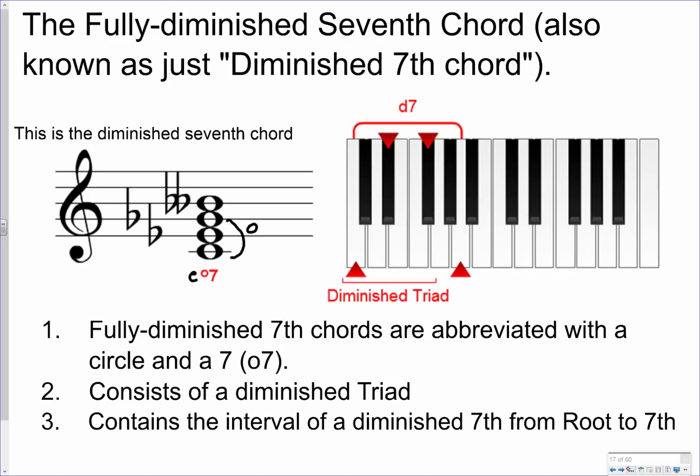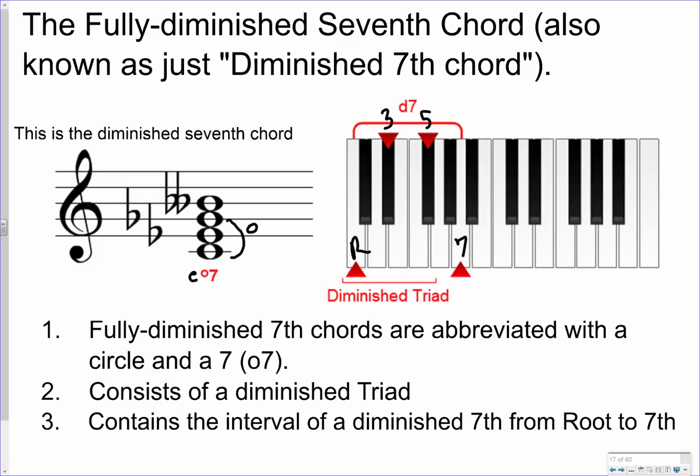So look at the example on the piano, and we have a C, which is the root. We have the E flat, which is the third, and we have the G flat, which is the fifth. So there's my diminished triad. And now what I have from the root all the way up to the seventh is a diminished seventh.